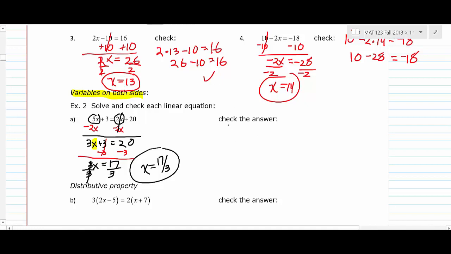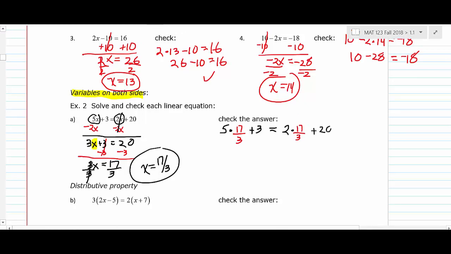Okay, now it's going to get a little bit more complicated on the checking. So what you want to do on this, you want to write this like this. This would be 5 times the answer, which is 17 over 3, and then plus 3 equals, and then on the other side it's going to be 2 times 17 thirds, and then plus 20.